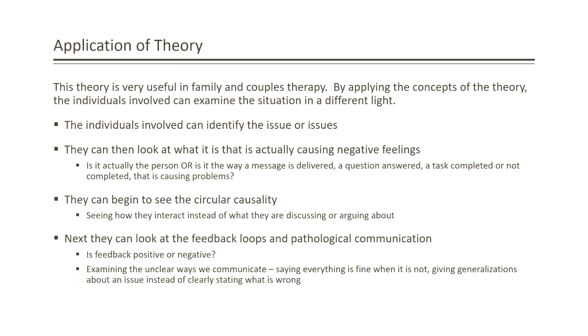Next, they can look at the feedback loops and the pathological communication. So, do they need to focus more on positive or negative feedback? And they can examine the unclear ways they communicate as well. Like, are they saying everything is fine when it's not? Are they giving generalizations about an issue instead of clearly stating what's wrong? Are they beating around the bush? Or are they actually talking to their partner or the other family member?